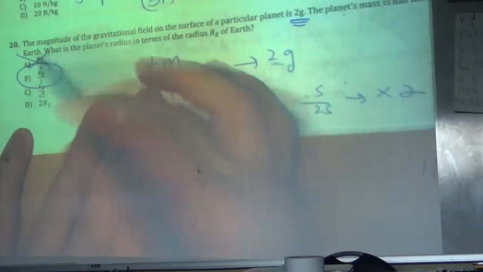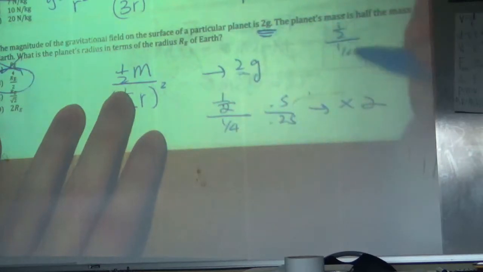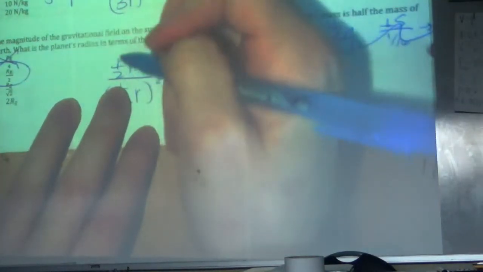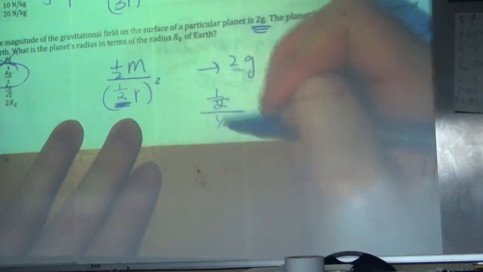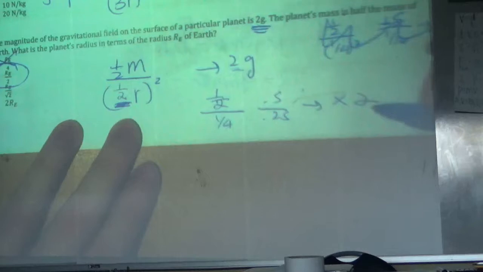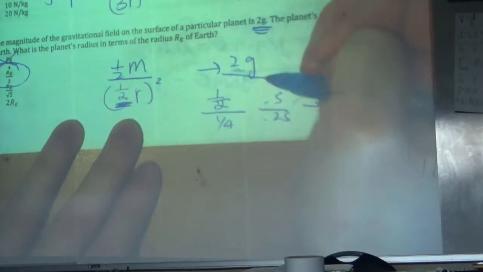Or sorry, 1/4 squared, so that would be 1/2 over 1/4, but it gets squared, which is 0.5 over 1/16, which definitely does not give me 2, so A we crossed off. Try the next one. You have 1/2 over 1/2 squared, that would give me 1/2 over 1/4. 0.5 over 0.25 does give me a factor of 2g, which is what I want, so it was B.